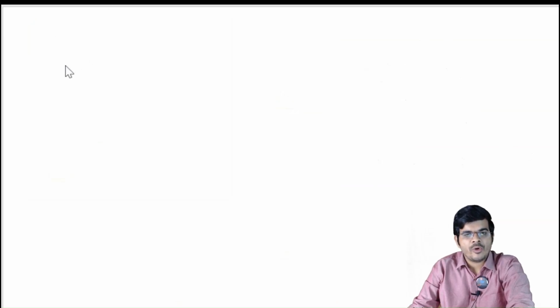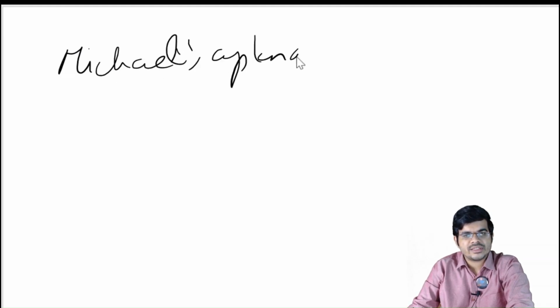So we have learned about 4 anomalies. What are they? First, Michel's aplasia, which is complete labyrinthine aplasia. The whole of the labyrinth does not develop. Then you have Mondini's dysplasia.